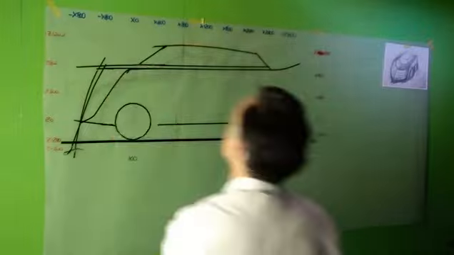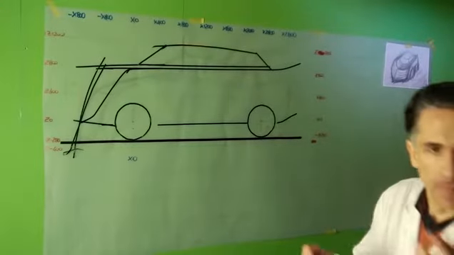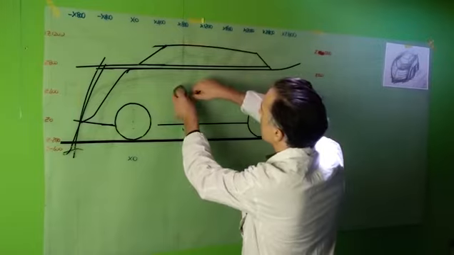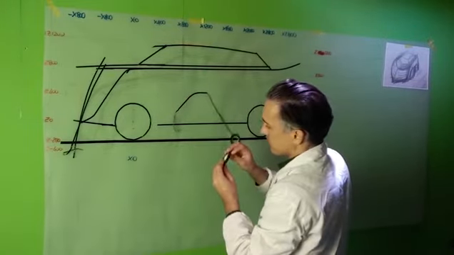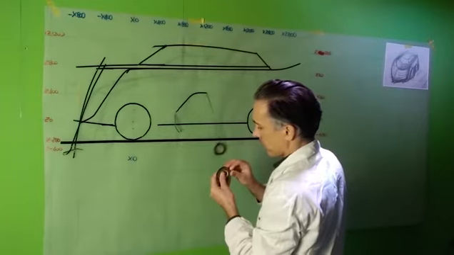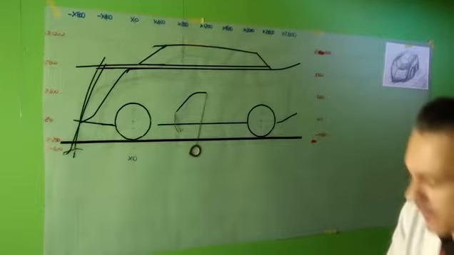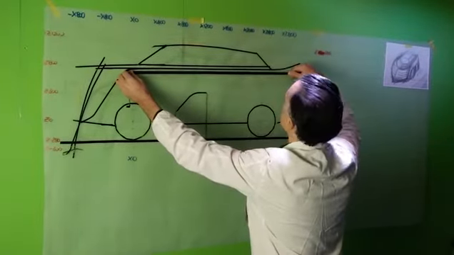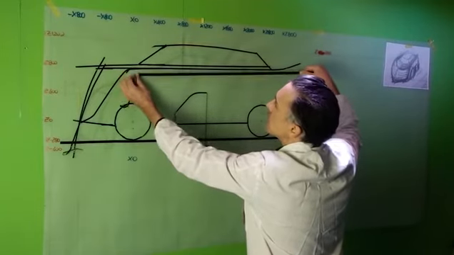Okay, now a fast info on how to use the tapes. The smaller the tape is, the more you can make a nice turn, and the bigger the tape is, the more you can make outstretched and controlled lines, as in this case here, this beautiful belt line. Okay?